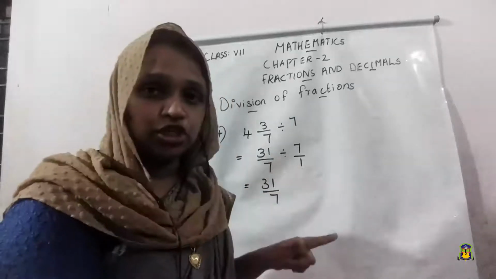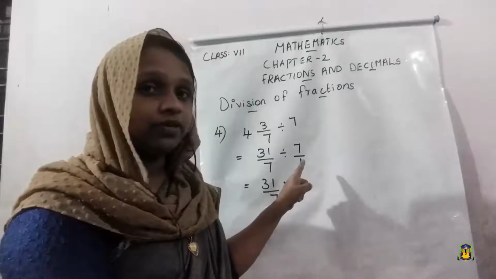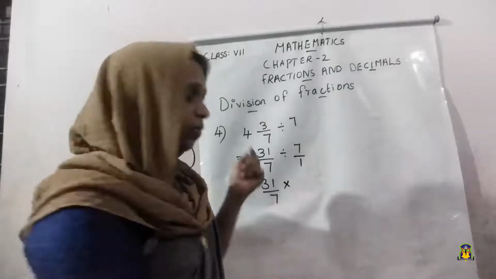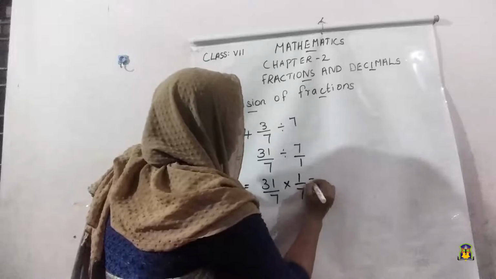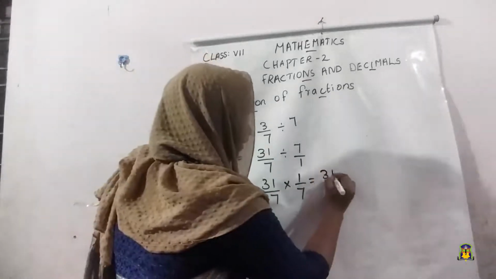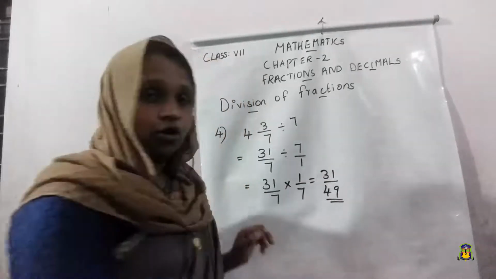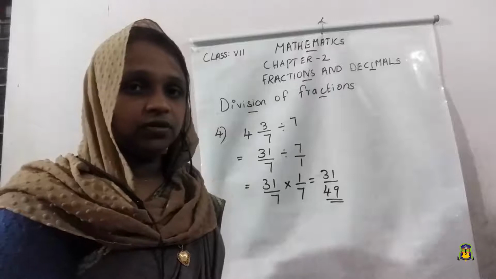This division changed to multiplication. Then 7 by 1. Reciprocal of 7 by 1 is 1 by 7. So our answer is what? 31 by 49. 31 into 1, 31. 7 into 7, it is 49. Okay.